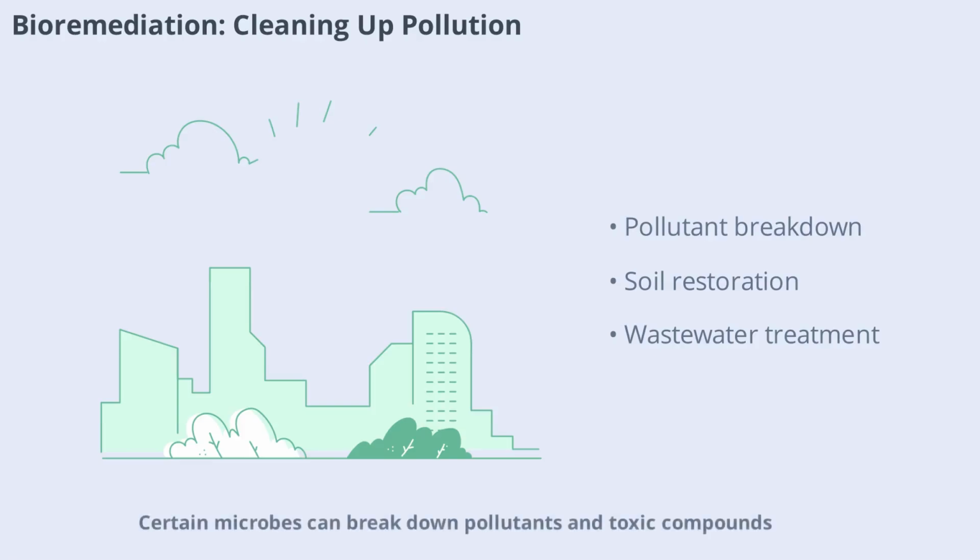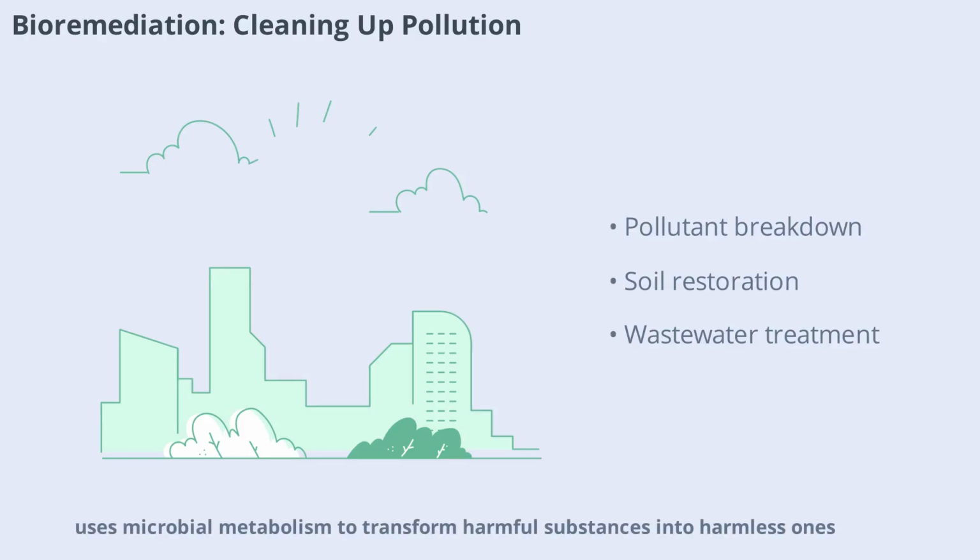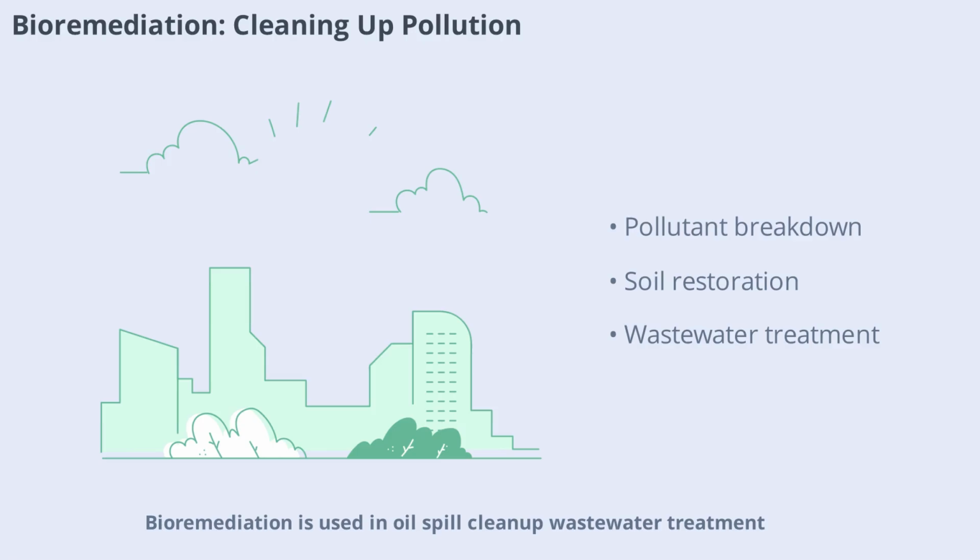Certain microbes can break down pollutants and toxic compounds, making them essential for cleaning up contaminated environments. This process, known as bioremediation, uses microbial metabolism to transform harmful substances into harmless ones. Bioremediation is used in oil spill cleanup, wastewater treatment, and soil restoration.